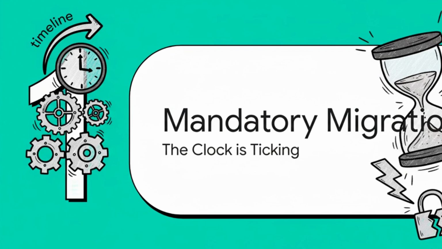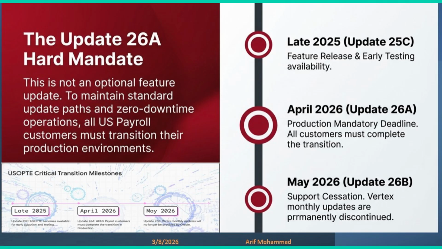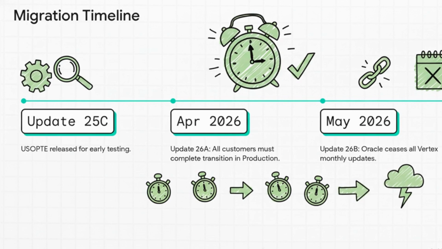All right, let's start with what is arguably the most important point of this entire discussion. This migration is not optional, and the clock is ticking. Understanding this timeline is the first critical step in your planning. The timeline for this transition is firm, and it is not going to change. While the engine was released for early testing and adoption back in Update 25C, the hard deadline you need to circle on your calendar is April 2026.